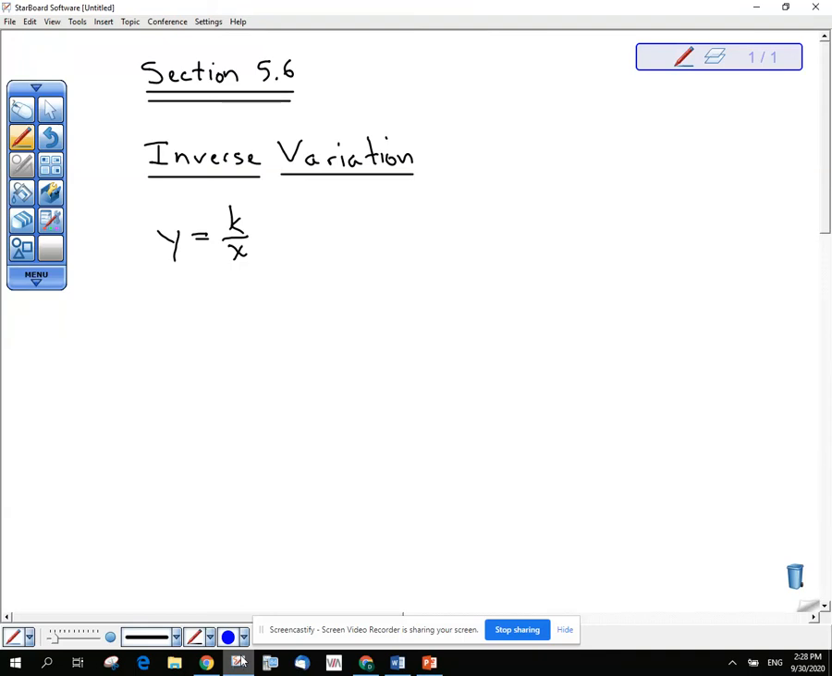Algebra 1, Section 5.6, inverse variation. Before we talk about what this says, let's consider an example. Let's say that you and some friends are going to go in on a birthday gift for another friend.